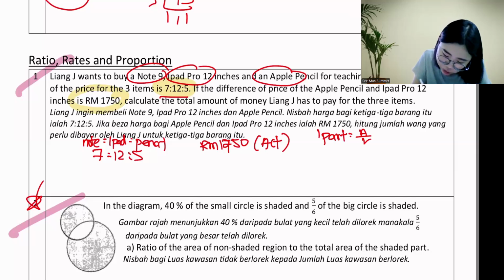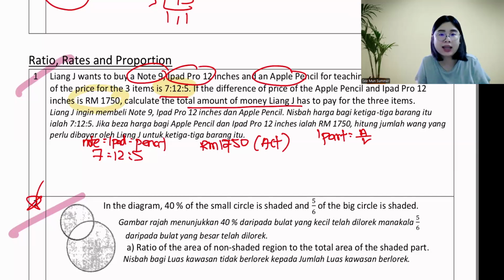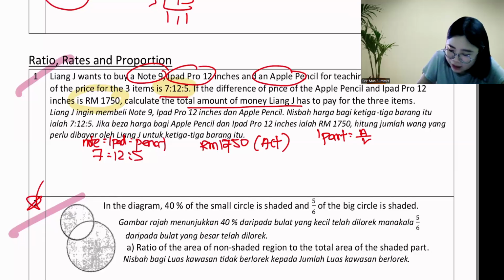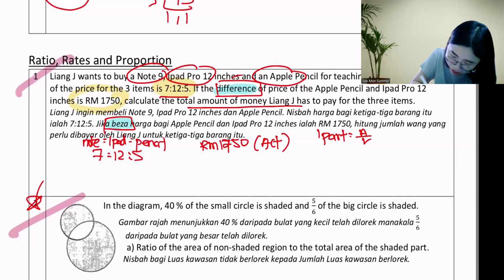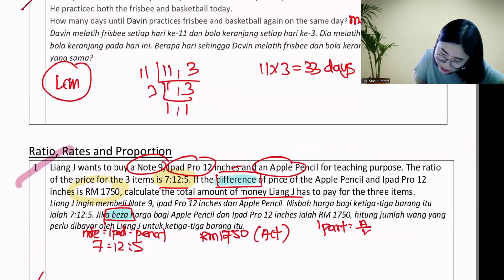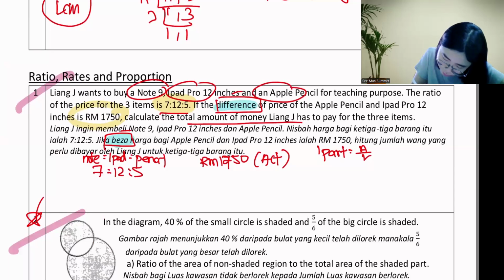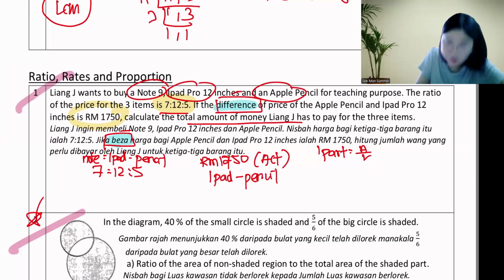And then they say calculate the total amount of money Liang Jia has for the 3 items. Wow, Liang Jia very rich, buys a lot of things. Okay, so one part, 1750. What is 1750? Here it says the difference. You know what is difference? Or in Malay, we call it beza. Whenever you see beza or difference, you definitely know it's minus already, correct? So what minus what? Apple Pencil than iPad Pro. So meaning I need to minus iPad minus pencil. Correct? So that's why my one part actual is 1750.